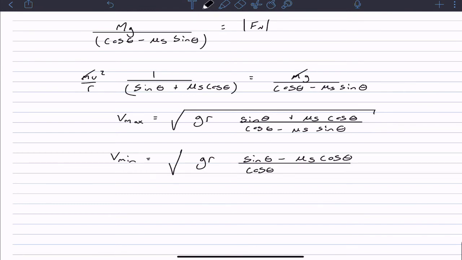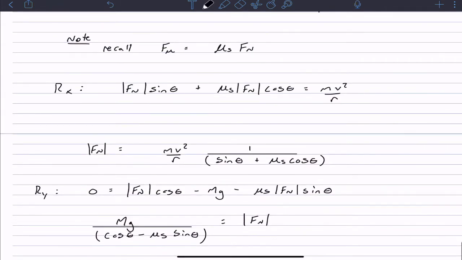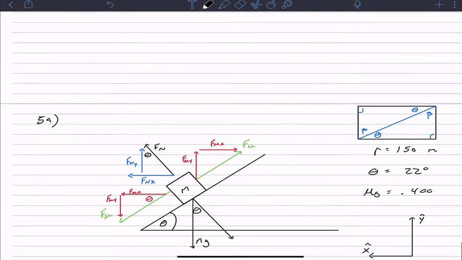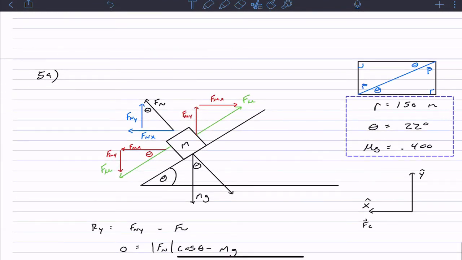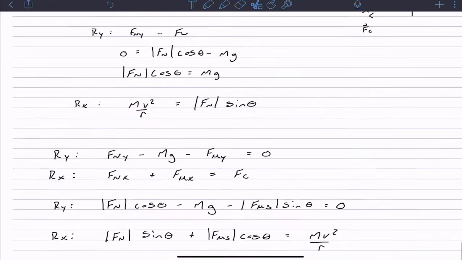And if you don't believe me and you want to prove it to yourself, by all means, please do, because it's actually kind of a fun problem to go through. And for the next part of the problem, we want the range of the speeds, right? So remember that we actually have values here. I always try to plug them in at the very end.